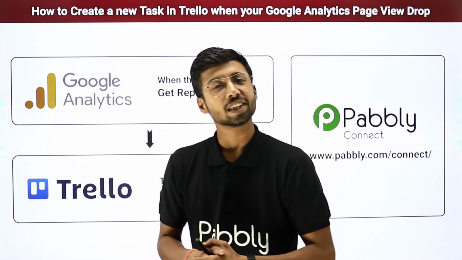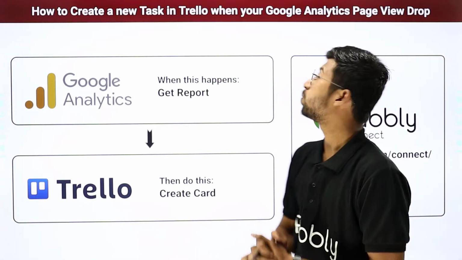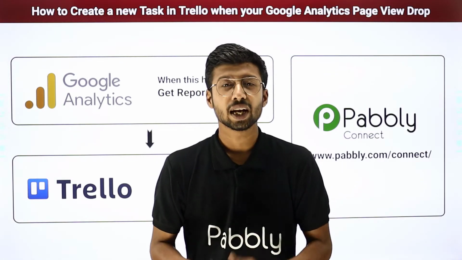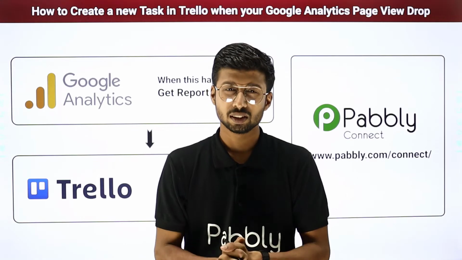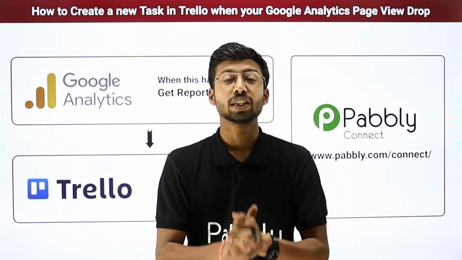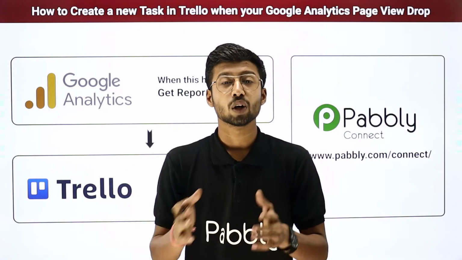So the topic for today's video is how to create a new task in Trello when your Google Analytics page view drops. Now suppose, guys, you own a website and you are using Google Analytics to monitor the traffic and page activities. Now guys, you want that whenever the views of your page or the traffic on your page drops, you create a Trello card so that it may remind you to work on that.